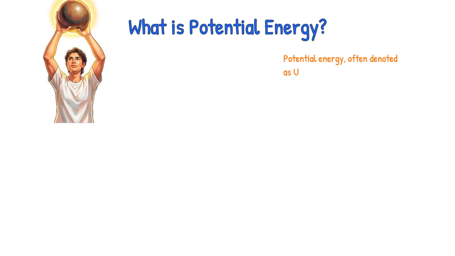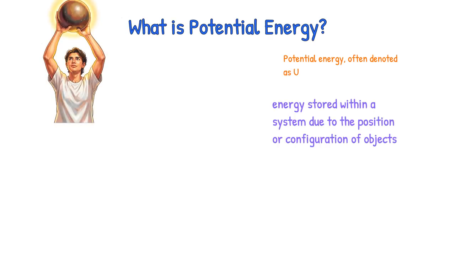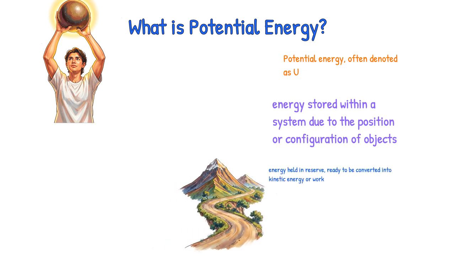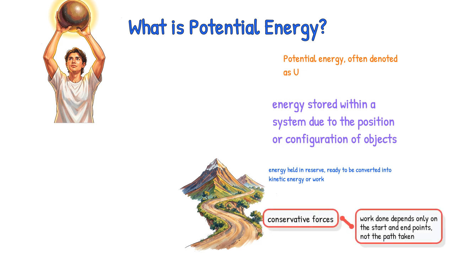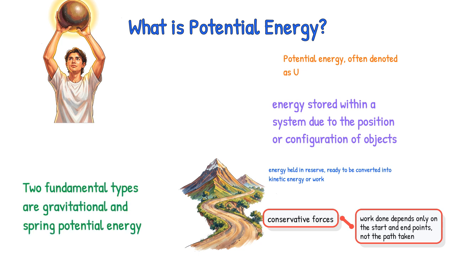Potential energy, often denoted as U, represents energy stored within a system due to the position or configuration of objects. It's energy held in reserve, ready to be converted into kinetic energy or work. Crucially, potential energy is defined for conservative forces, where the work done depends only on the start and end points, not the path taken. Two fundamental types are gravitational and spring potential energy.